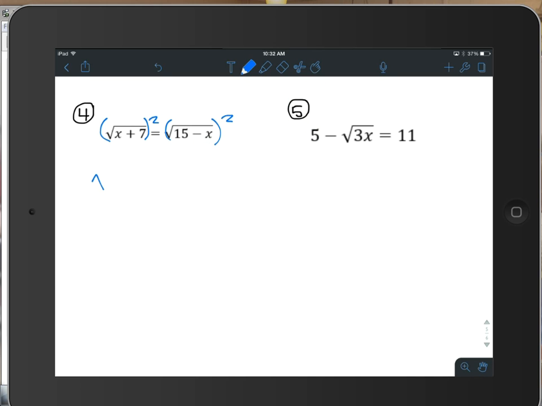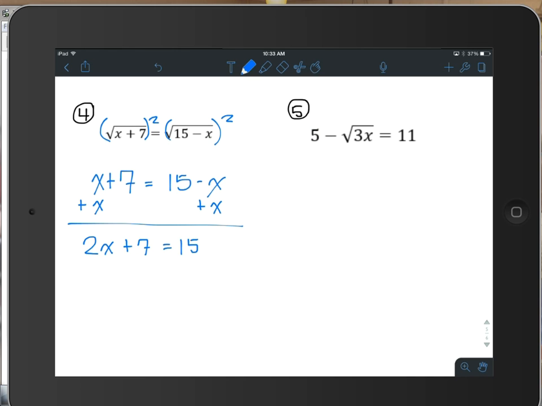Alright, so now I have x plus 7 equaling 15 minus x. And so I will solve for x now. I'm going to move this negative x to the left by adding it. So I have 1x plus 1x, which would give me 2x plus 7 equaling 15.